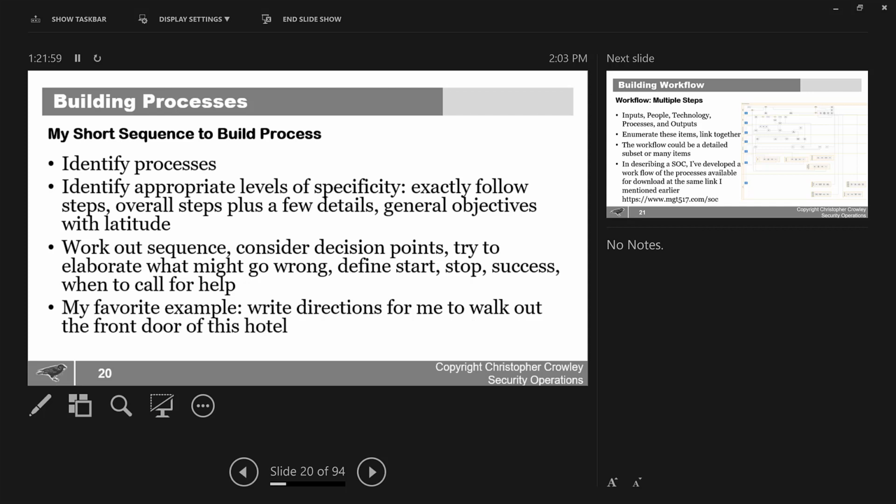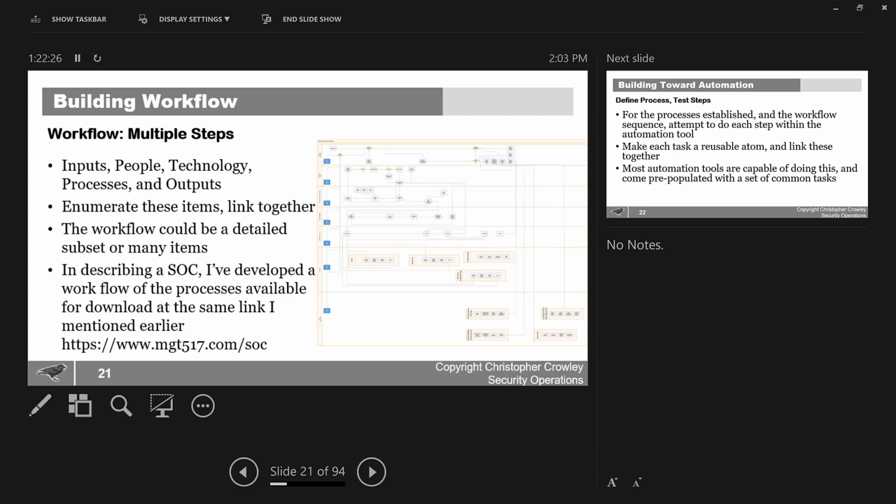Because y'all are thinking, why do I need to tell you to walk to the front of the hotel? You know how to do that already. Right? So if I'm writing directions for people and I say go out the front door of the hotel or whatever I'm actually telling them to do, if I don't want them to follow my exact steps, I need to be able to communicate that. So identify the processes. I go through. Sometimes it's steps plus details. Sometimes it's exact steps.